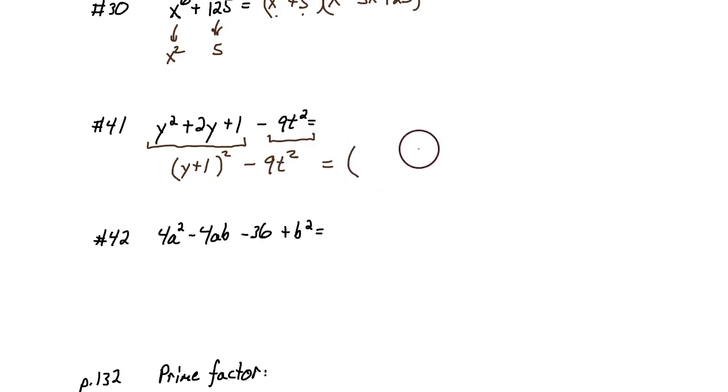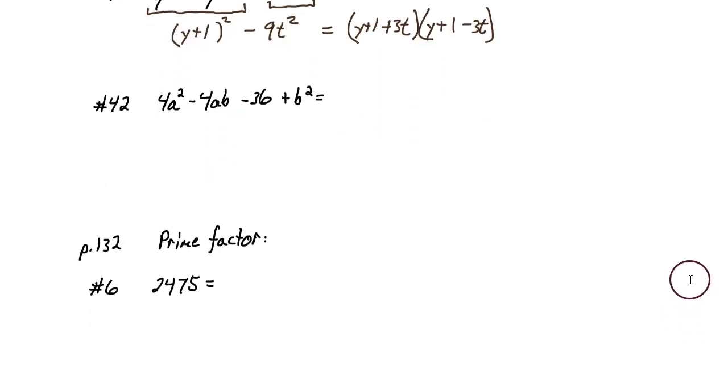So put the parenthesis pattern that you use for difference of squares. Y plus 1 times y plus 1 is the y plus 1 to the second power. Positive 3t times negative 3t is the negative 9t squared. So here is our factored form. We used grouping, but we grouped it as a trinomial and a monomial.